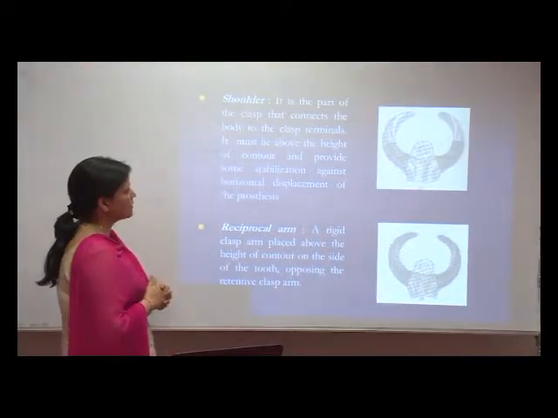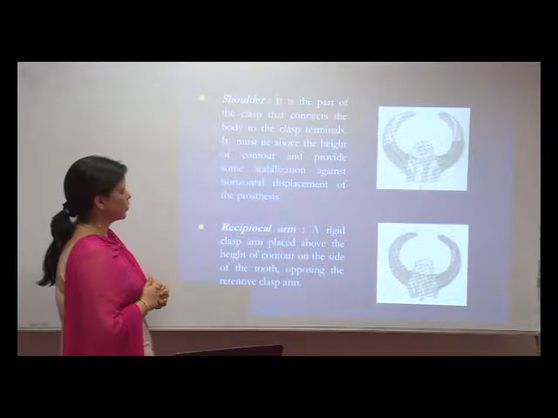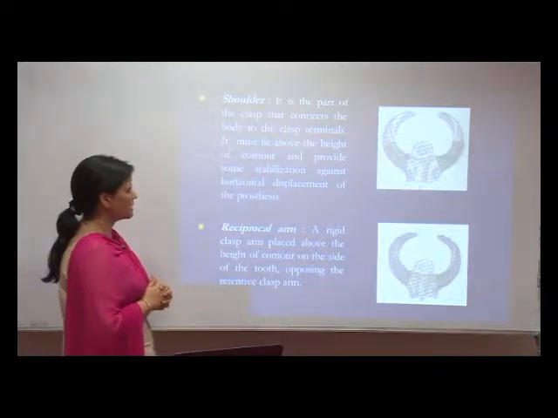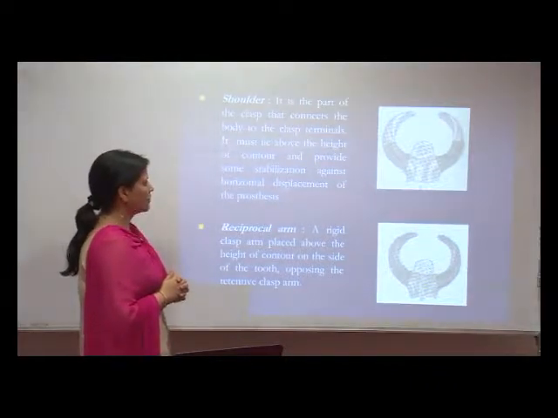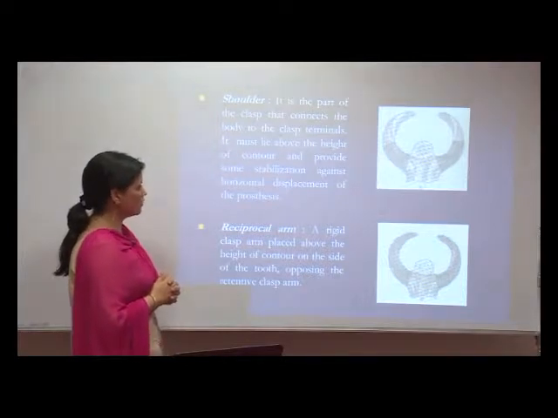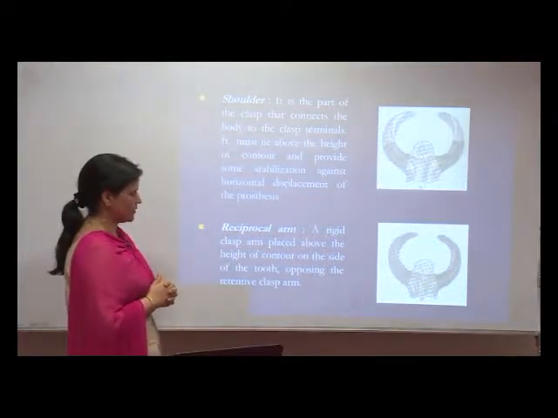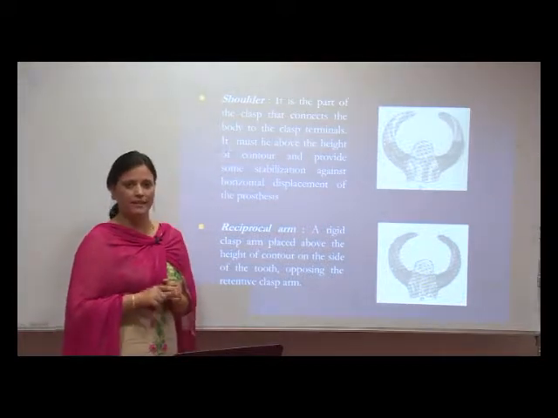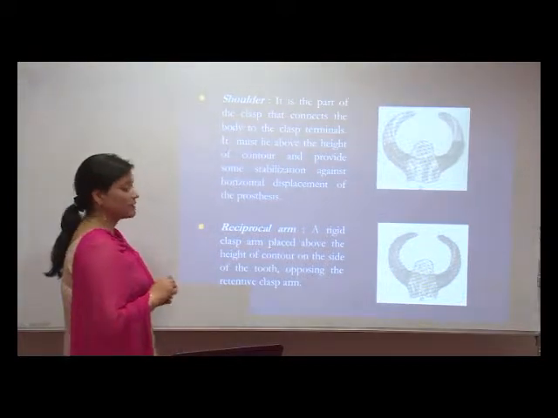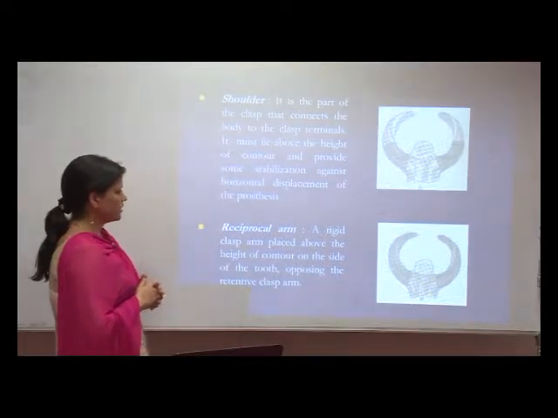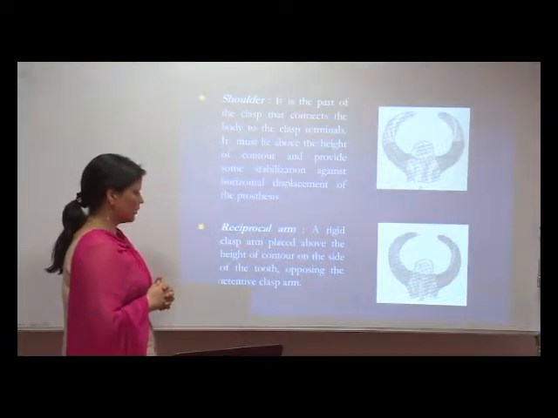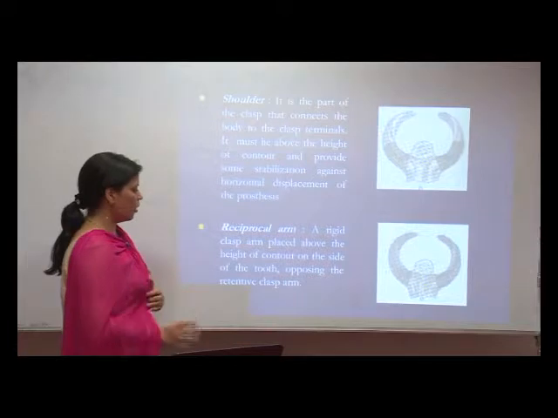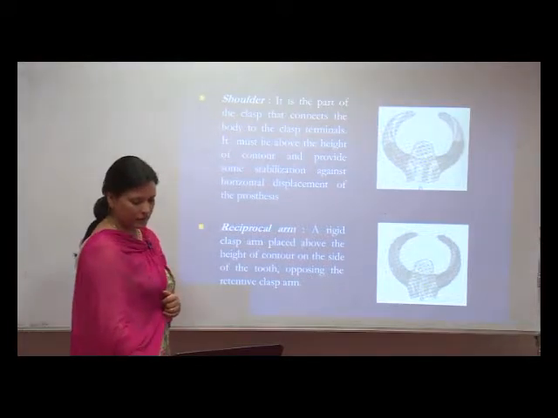Shoulder, it is the part of the clasp that connects the body to the clasp terminals. It must lie above the height of contour and provides some stabilization against horizontal displacement of the prosthesis. Reciprocal arm, we have reciprocal arm and retentive arm. Reciprocal arm, it is rigid in function, a rigid clasp arm placed above the height of contour on the side of the tooth opposing the retentive clasp arm.